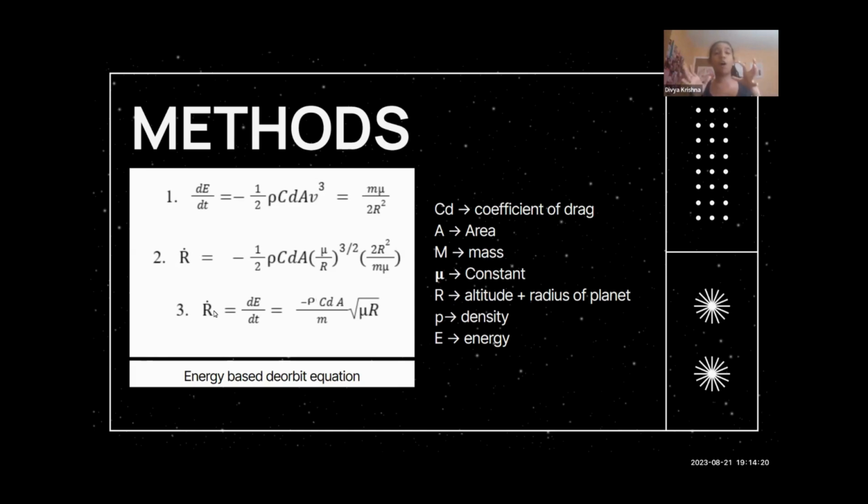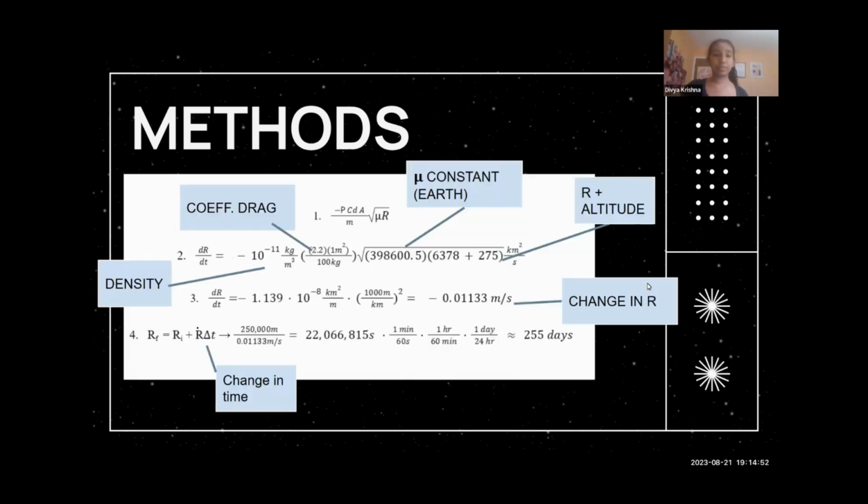We can think of R as basically the radius of a planet plus the altitude of a spacecraft. For example, if I was on Mars and I was 500 kilometers above the Martian atmosphere, it would be from the center of the planet all the way up to those 500 kilometers. Here are some other important variables. Mu is a constant that varies for Earth, Mars, and any planet you look at. Then rho is our density and E is our energy.